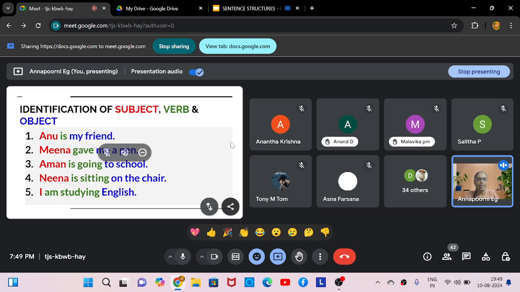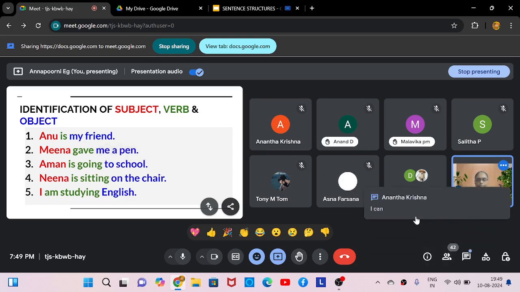Okay, anyone can read the second one? Yes, Ananda Krishnan, you can read it. Okay.